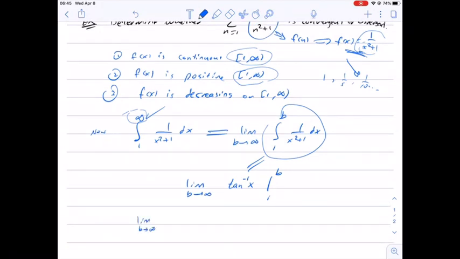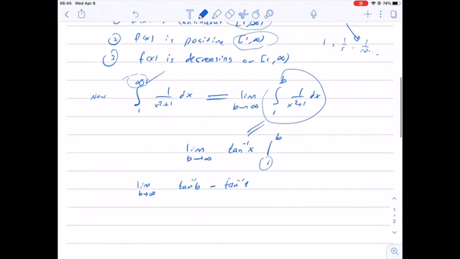Now substitute b, you get tan inverse b minus, substitute 1, tan inverse of 1. But tan inverse of 1 is, what is the angle whose tangent is 1? Pi over 4. And tan inverse of infinity, what is the angle whose tan is infinity? It's pi over 2, in the first quadrant, from 0 to pi over 2.